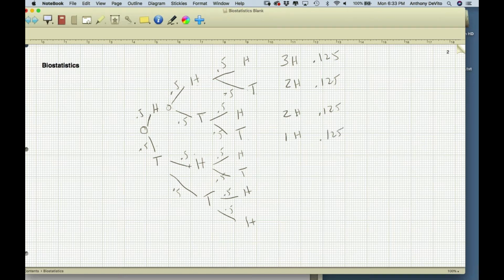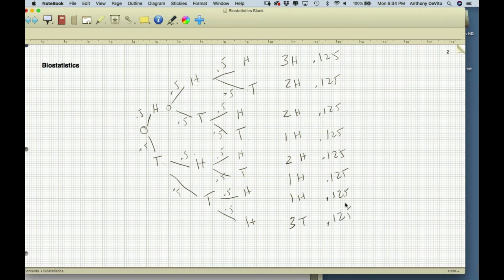Right? And again, now we're going to do the same thing in this direction, except this time we're going to go tails, heads, heads. So that's two heads, 0.125. Tails, heads, tails, that's one head, 0.125. Tails, tails, heads, that's one head, 0.125. And tails, tails, tails, that's no heads, that's three tails, 0.125.